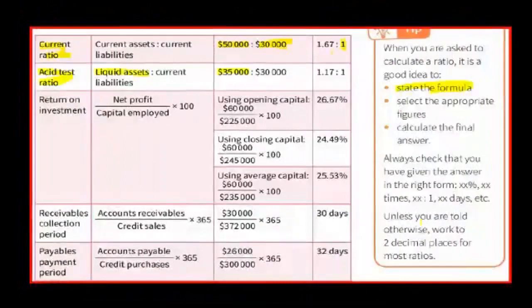We said the current liabilities is always given as 1. And to get the 1.17, we divide the 35 by 30. We get 1.17. What this means is that we can pay our current liabilities using our assets other than the stock 1.17 times.